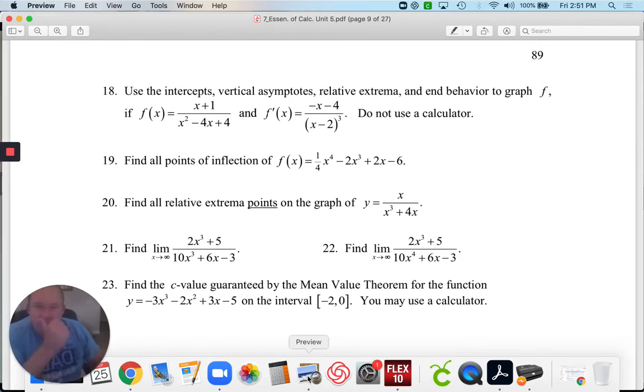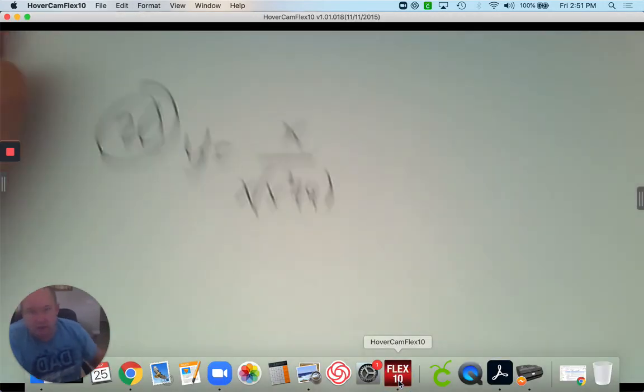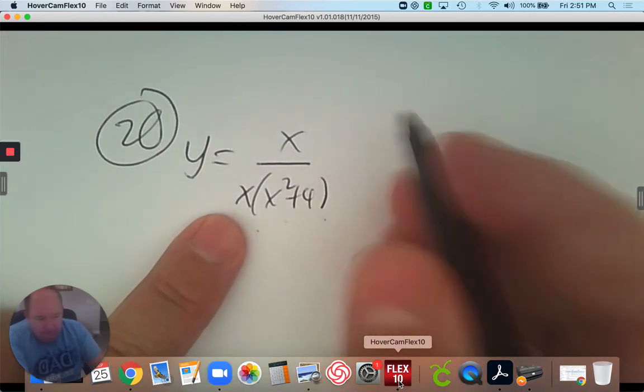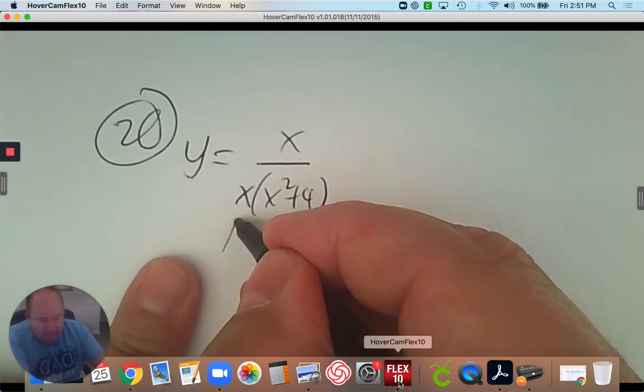Find all extreme points on this graph. So to find the extreme points, the first thing I do is find where the domain restriction is. So I want to find all the extreme points. Here it is. So I factored out an x. So x squared plus 4, there's no 0 there, but there is a 0 here.